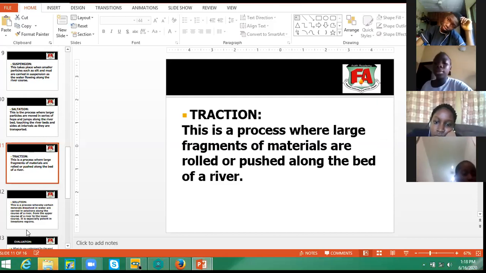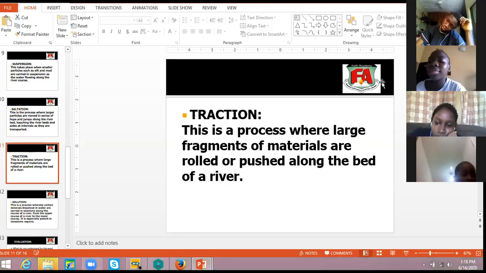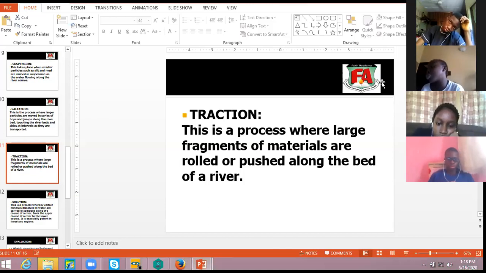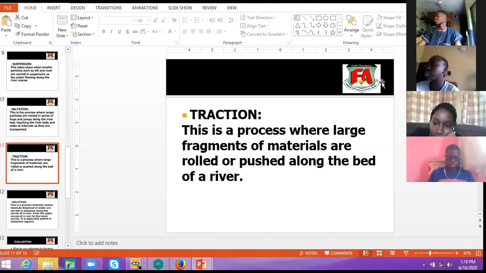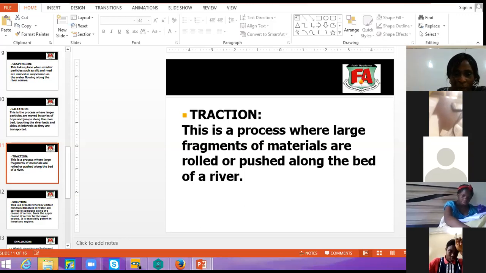The process where large fragments... Yes, Matthew. It's a process where large materials roll down the bed of the river. Very good. Now, what happens to the river when this material or fragments are rolled or pushed along the bed? The bed means the ground of the river. So what happens to it?